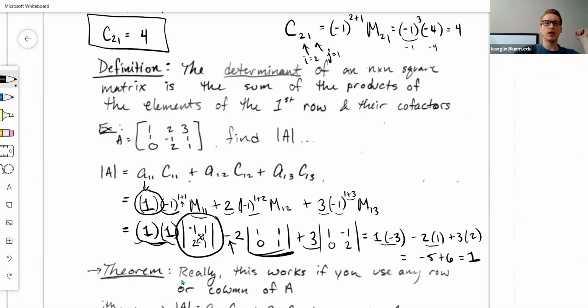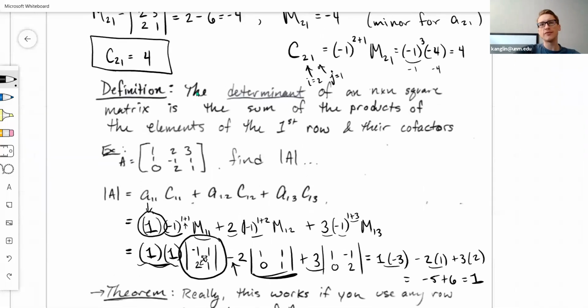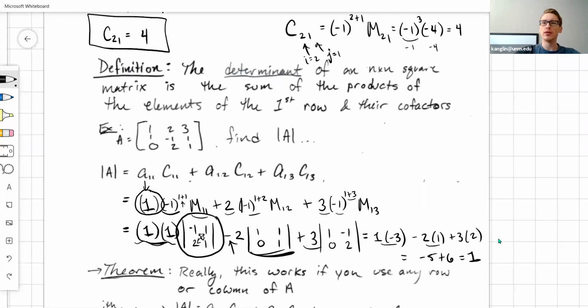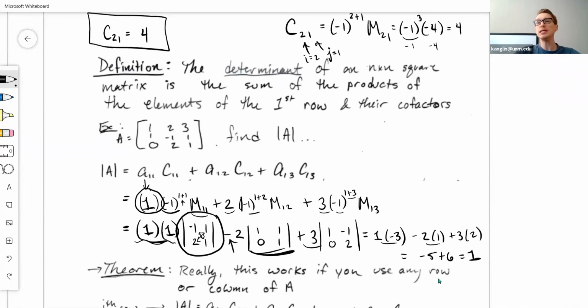Okay, so let's see another theorem. We were very specific when we defined this determinant to say that we had to expand in these cofactors using the entries in the first row. It turns out that this really works if you use any specific row or any specific column of your matrix A. So long as you add up the products of the entries in that row or column with their corresponding cofactors, it doesn't matter what row or column you use, you will get the same determinant. Pretty amazing fact here.